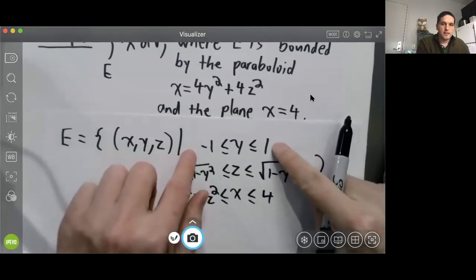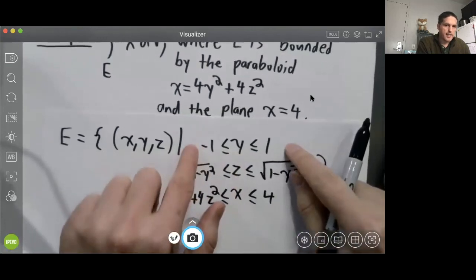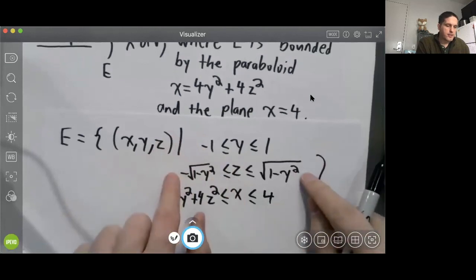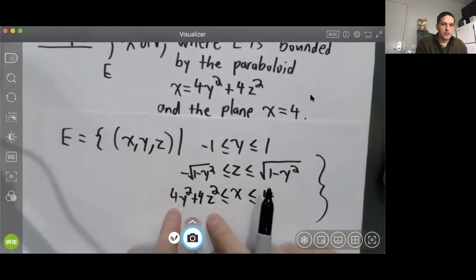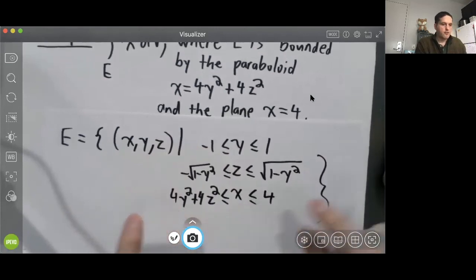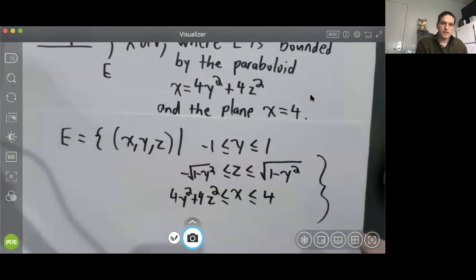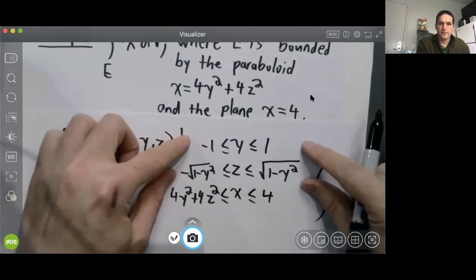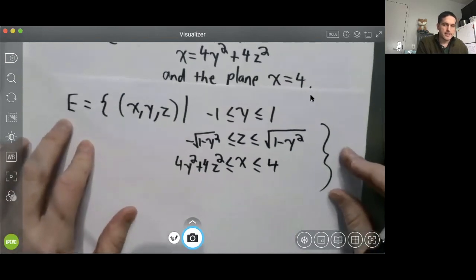The bounds on y, our first variable listed here, are constants. And then the bounds on z depend only on the previous variable y. And then the bounds on x depend only on the previous two variables. Once we've described E like this, we're ready to write down our integral. By the way, can you see that these first two equations describe a disk of radius 1 in the YZ plane? Describing E like this was the hard part, and now, once we've done this, it's easy to write down the integral.